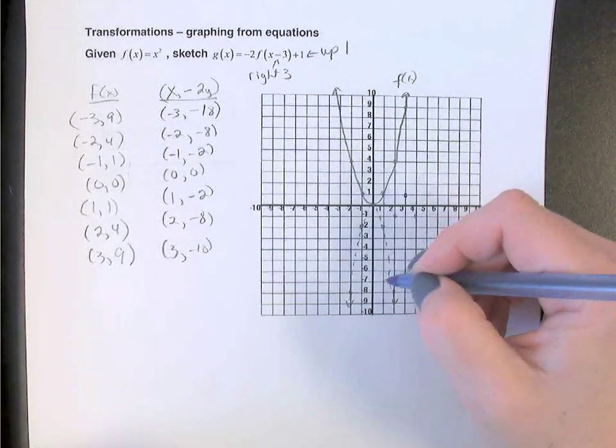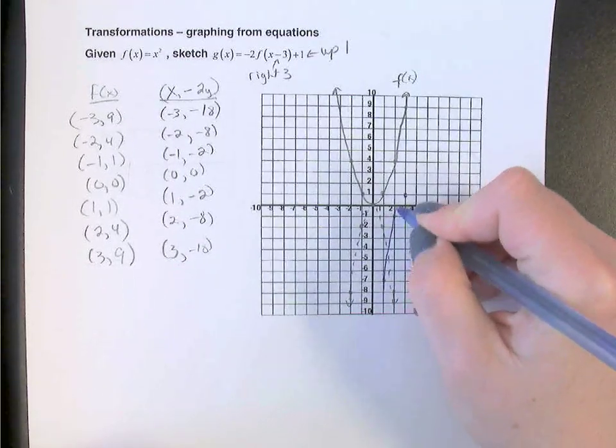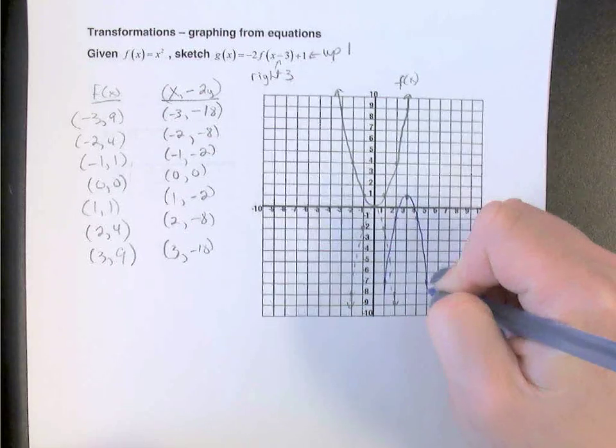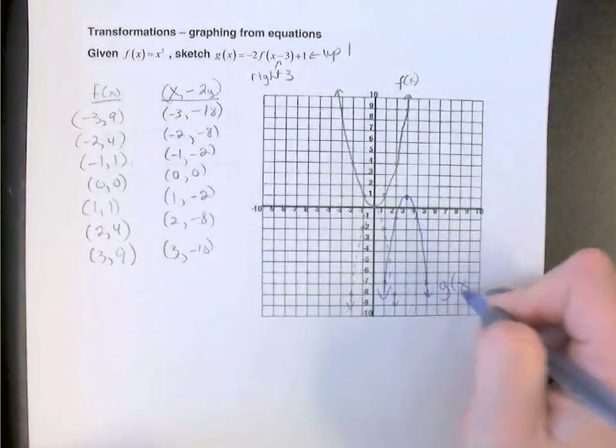And the same thing would be symmetrical on this side. So this is my final answer. If you look at the question again, the final answer was called g(x) with these transformations. So I'm going to label my final graph g(x).